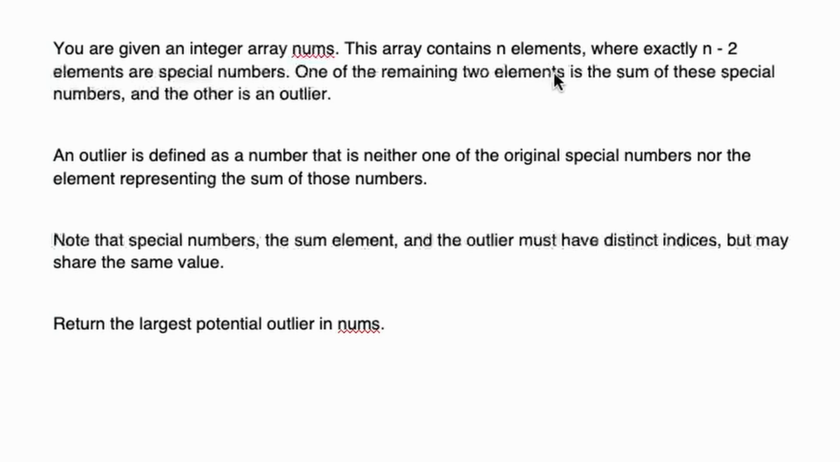So we'll look at an example and it may make a bit more sense. An outlier is defined as a number that is neither one of the original special numbers nor the element representing the sum of those numbers. So we want to find the largest potential outlier that we can have in nums.